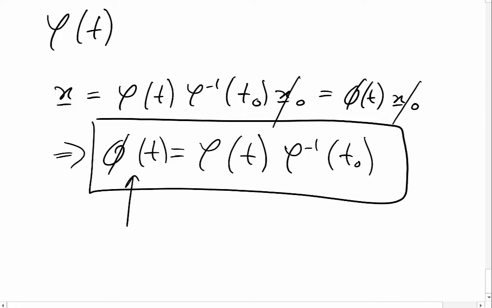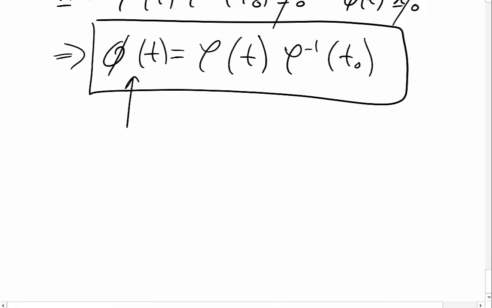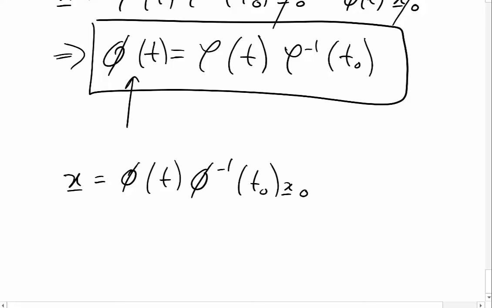It'll just be equal to my fundamental matrix times the inverse of my fundamental matrix evaluated at my particular time value. Okay, so in other words, let's go back to the general solution of the initial value problem. So I've got x equals this times inverse of t naught, x naught. Well, now, because this is equal to I, I'm just left with this. If I put it all back together, that's what it's equal to.